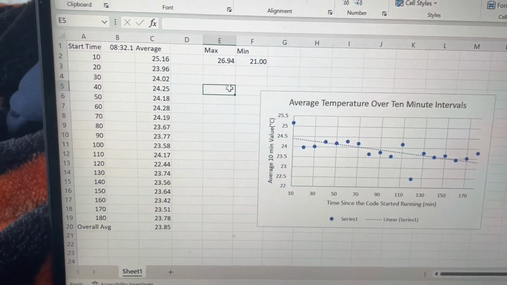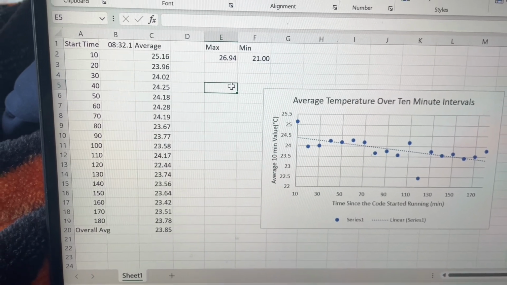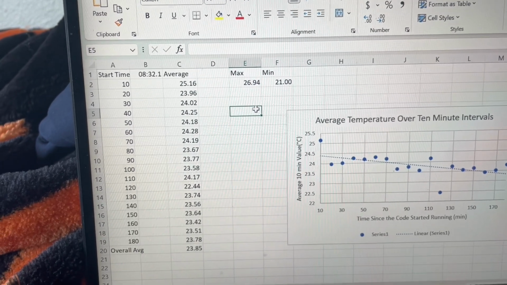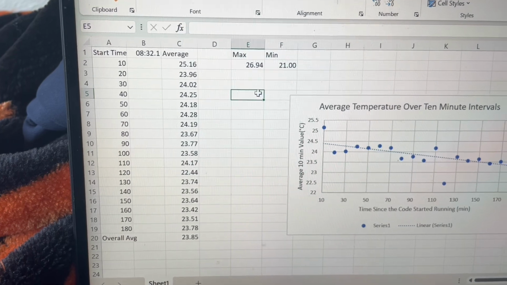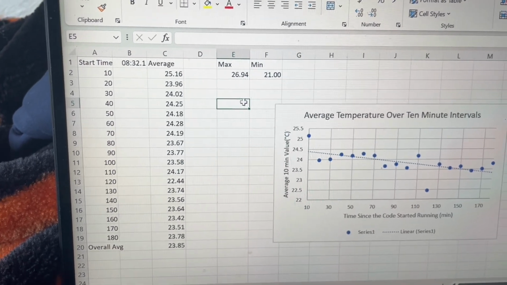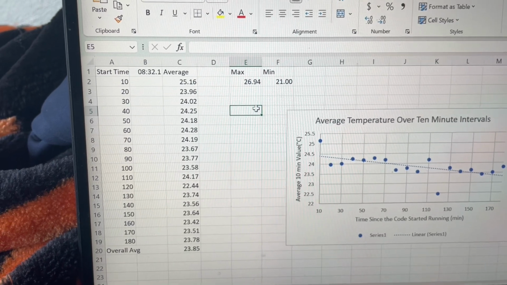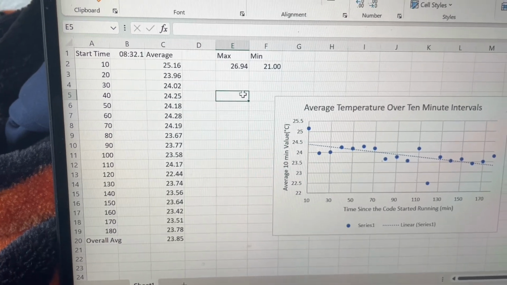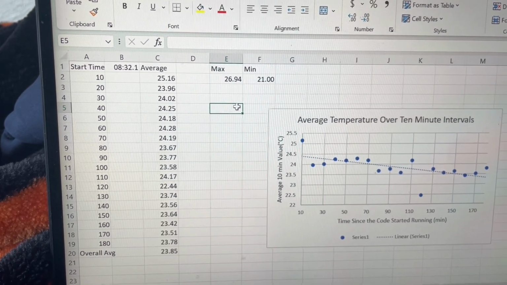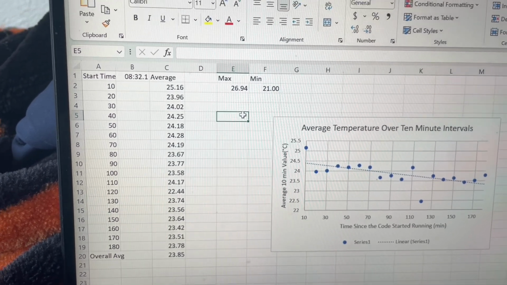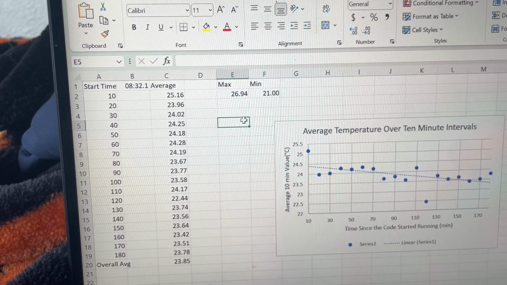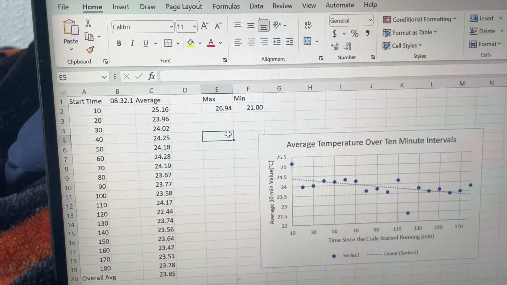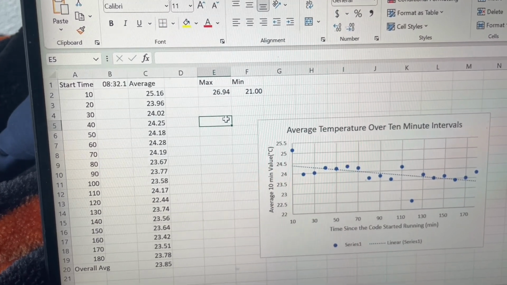For the data I got, I started at 8:32 p.m. and ran it for 3 hours till 11:32 p.m. The averages I got over each 10 minutes slowly decreased. I assume this was just because it was obviously cooling off. I had an overall average of 23.85 degrees Celsius, but my max value that the sensor read was 26.94 degrees Celsius, which is about 80 degrees Fahrenheit. It's really hot. I got a minimum value of 21 degrees Celsius, which was probably just something that happened. I don't know. That's kind of an outlier.